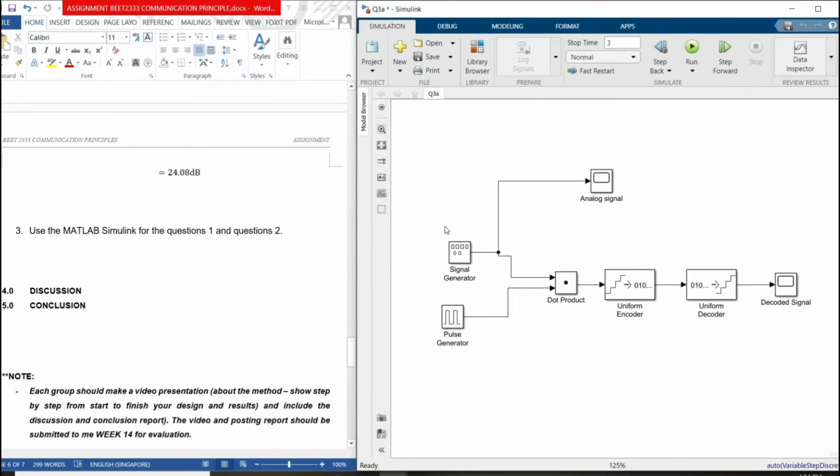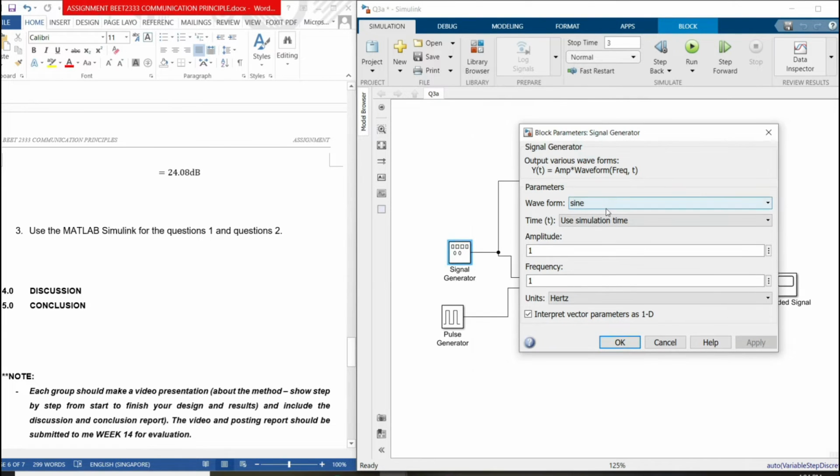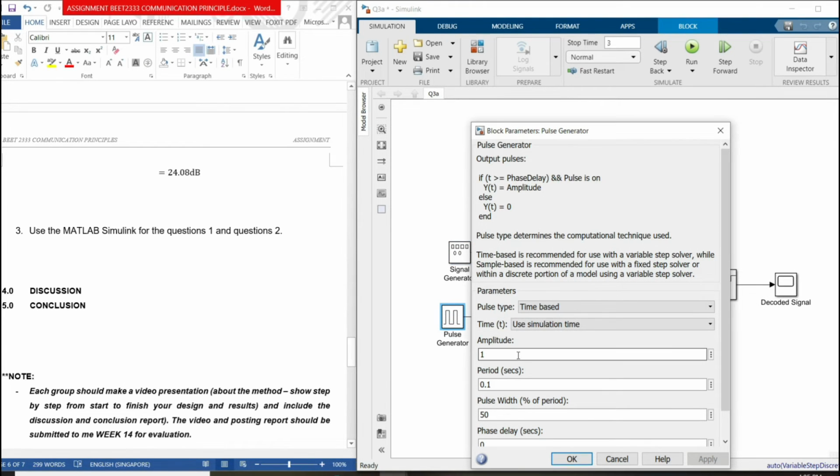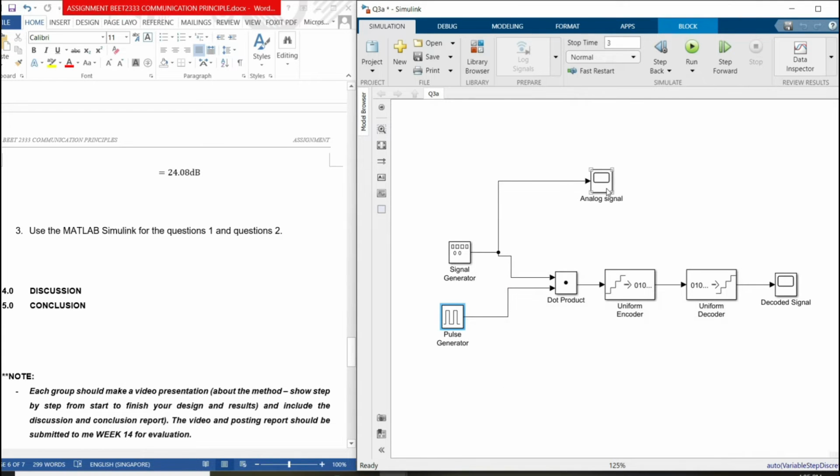In question 3, we use Simulink for question 1 and question 2. So in question 1, we will design the PCM here. For the signal generator, we use the sine wave with amplitude 1 and frequency 1 Hz, which is the same as the code example 1. And the pulse generator has amplitude 1 and the period is 0.1. That means we will use a 10 Hz square wave, and the pulse width is 50% of the period. Then we use a scope to analyze our message signal.